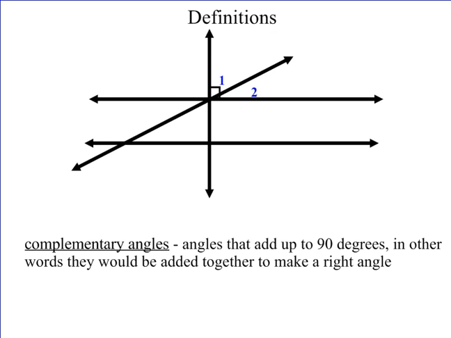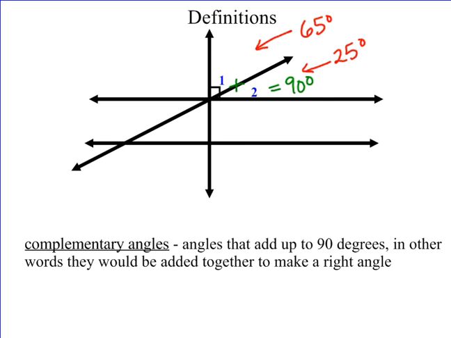Complementary angles are similar to this as well, except that complementary angles add up to 90 degrees. And we can see that little 90-degree angle in there. So if I added them together, I would get 90 degrees. Again, let's say, for example, that angle 1 measured 65 degrees. That means angle 2 would measure 25 degrees, because together they would be 90 degrees.